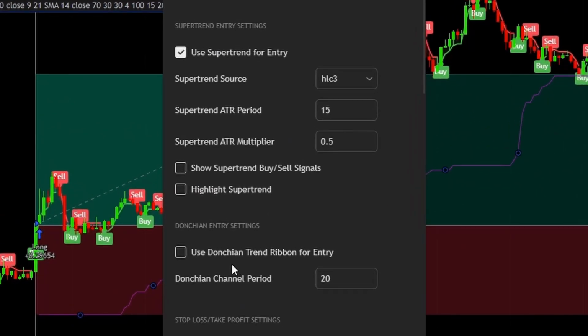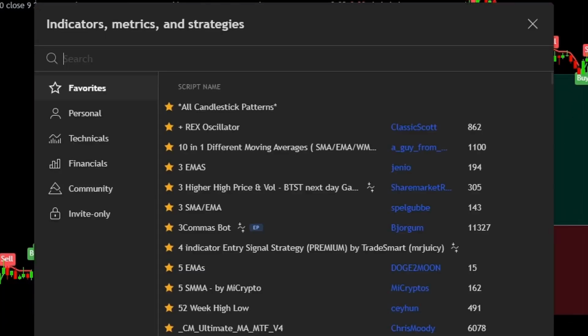The second entry signal is the Donchian trend ribbon. So if you want to use the Donchian trend ribbon, just tick the box next to it. And if you want to use only the Donchian, you have to untick the super trend. If both of them are ticked, then both indicators can give valid entry signals. Let's add the Donchian to the chart.